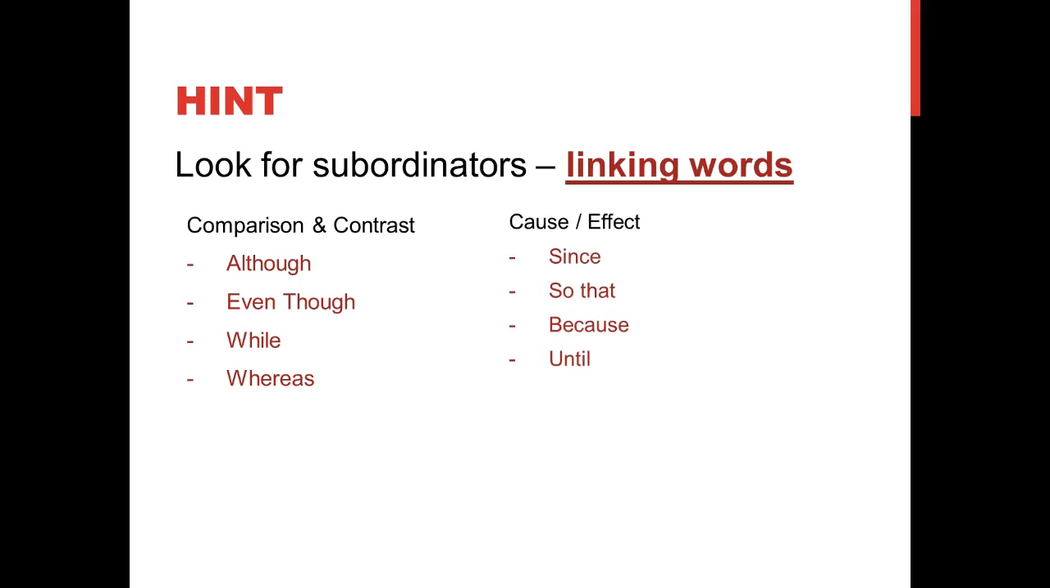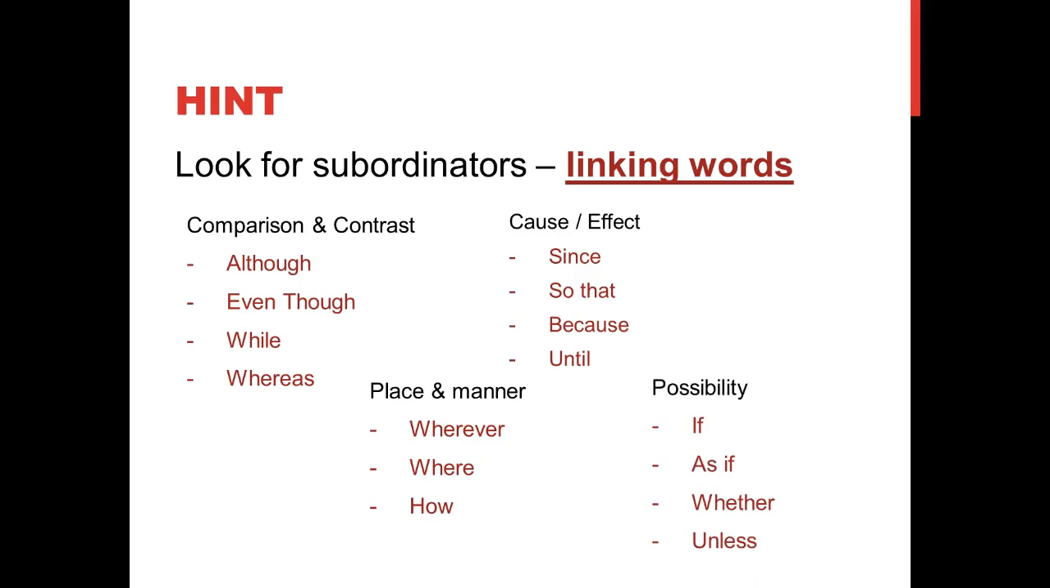They might have cause and effects. So since, so that, because, until. Place and manner. Might say wherever or where, how. Possibility, it might be if or as if or whether and unless. And I'll show you some examples now.